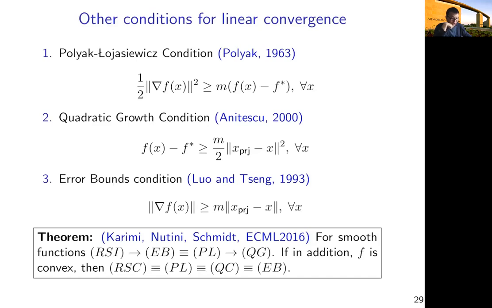This even includes functions that are not convex. But if in addition f is convex, then all these conditions are essentially the same. From one you can derive all the others, though maybe you lose a little in the parameters. When you think about these problems, it's the family of functions that satisfy these conditions with certain m bounded away from 0. If in addition you assume f is convex, then all these are equivalent to each other.